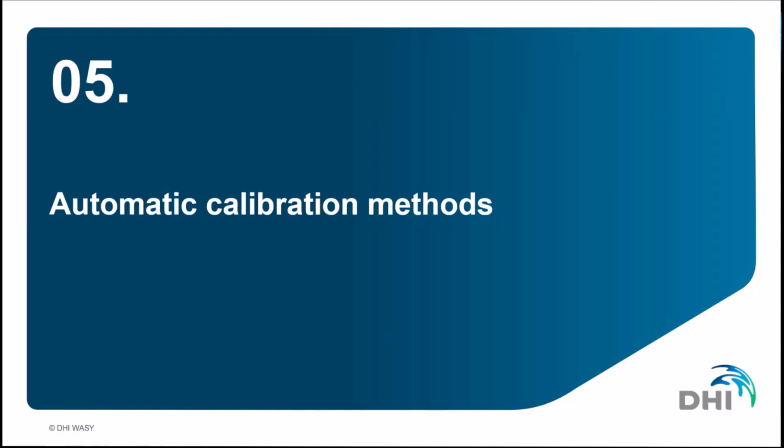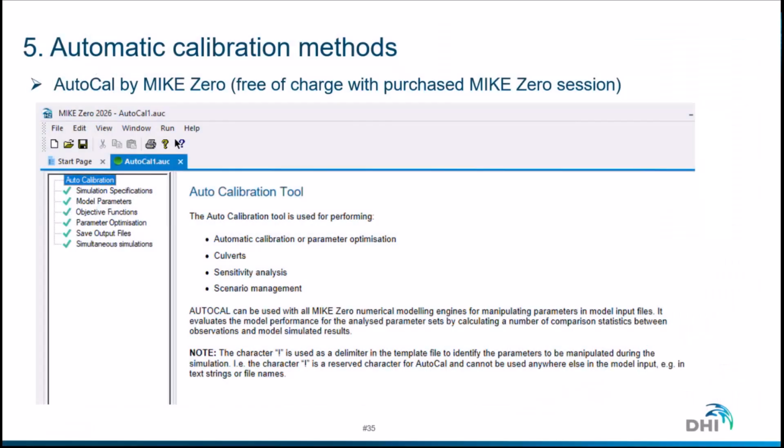Then we have only a few minutes left. For the moment, for MikeShe, you have two options to do automatic calibration. One is here the AutoCal. This is delivered with Mike Zero. If you purchase MikeShe, you can use this for free. I will show you in a second how that works.